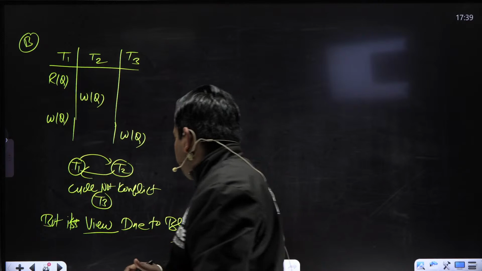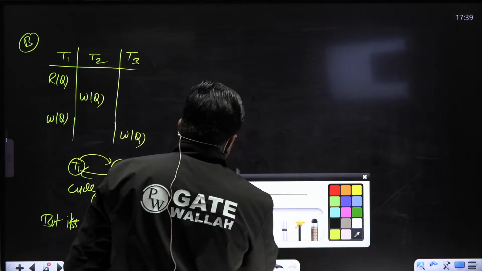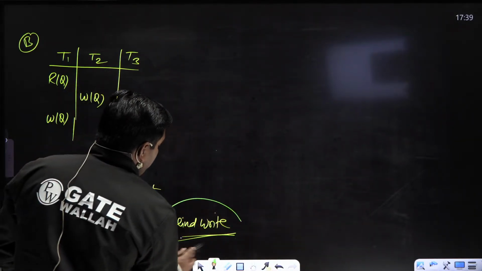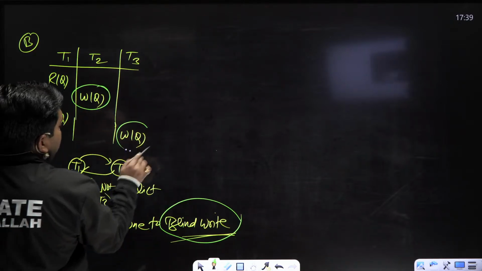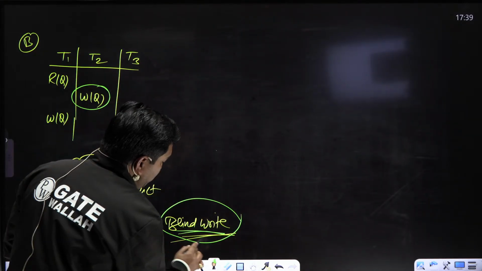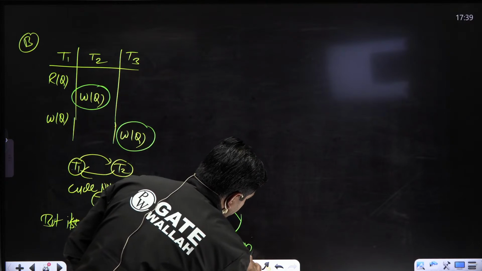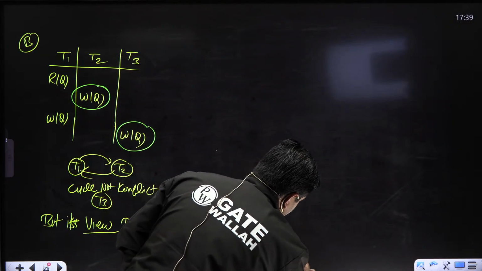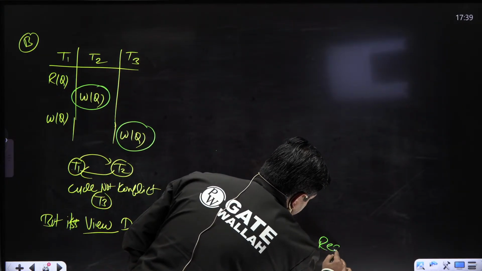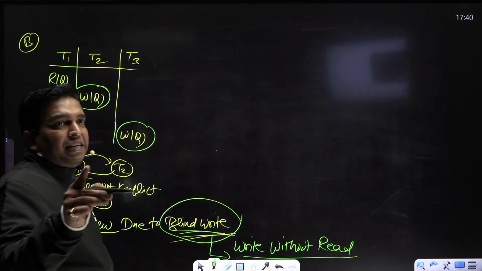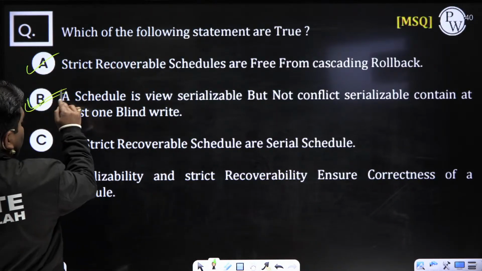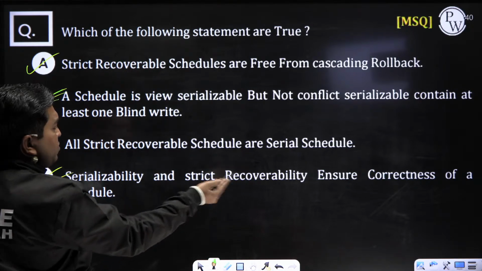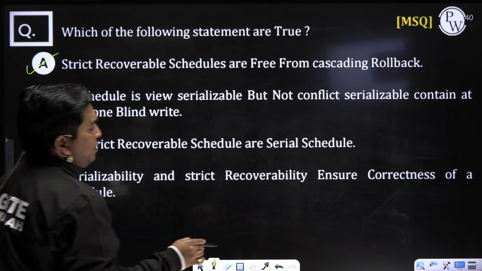Clear? So here, due to blind writes, you can see here it is a blind write. Blind write means what? Write without read. That is called a blind write. Clear, everyone? So it is okay. Serializability and strict recoverability, okay. All strict recoverable are serial.